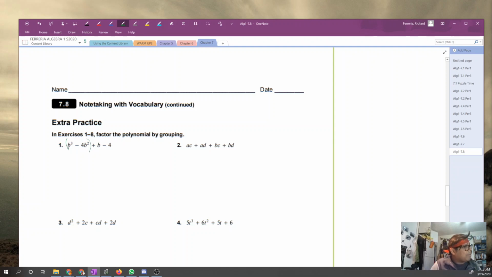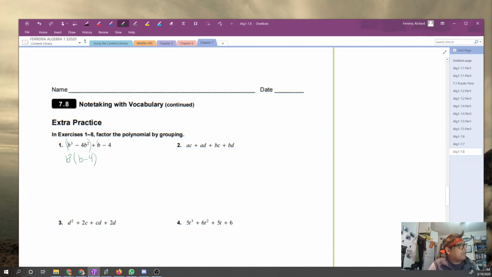Okay, so if I take a look at this, I've got b cubed and 4b squared. This has a 1 coefficient, this has a 4 coefficient. Both 1 and 4 are relatively prime, which means that their greatest common factor is 1. So I don't have to worry about the coefficients. But the smallest power here is b squared. So b squared: b cubed, 3 minus 2 is 1, 2 minus 2 is 0.